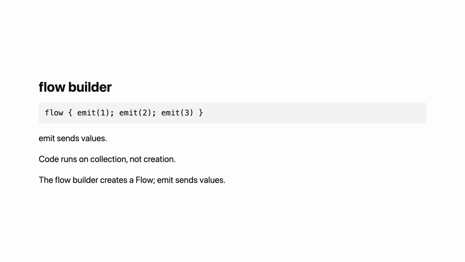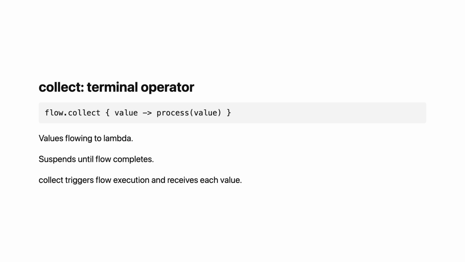Val numbers equals flow of Int brace body close brace. The flow builder returns Flow of T. The code inside flow runs when collected. It does not run when you create the flow. Creation is instant. Execution is on collection.